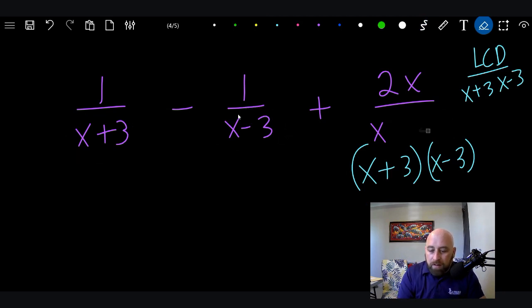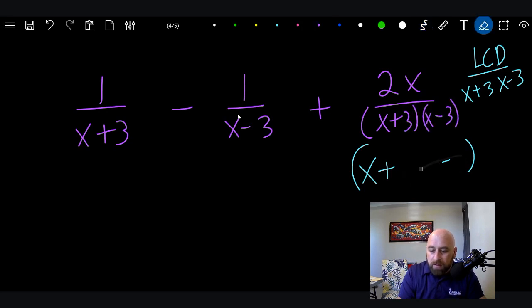Now, I'm going to erase this so that you can just see this, and I'll write it in there, x plus 3, x minus 3. I like to write the factored form in there. It's just easier for me to see when I'm getting my new fractions.